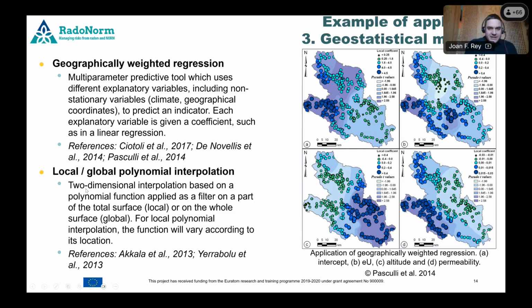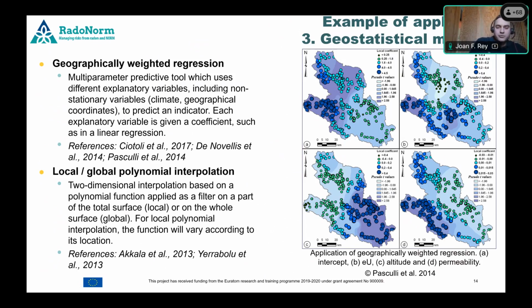Then, and finally, for the geostatistical methods, we do have the local and or the global polynomial interpolation. So this is a two-dimensional interpolation, which is based on a polynomial function. And this is applied as a filter on a part or to the total of the surface. So, for example, if you want to interpolate to the whole territory, it's going to be a global polynomial interpolation. But for just a part, it's going to be a local polynomial function.